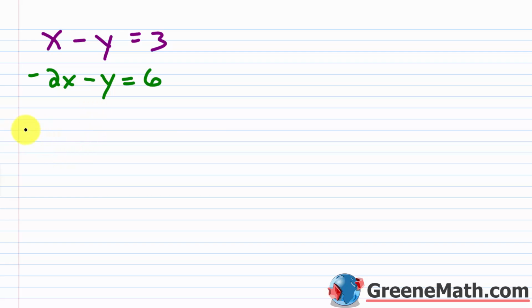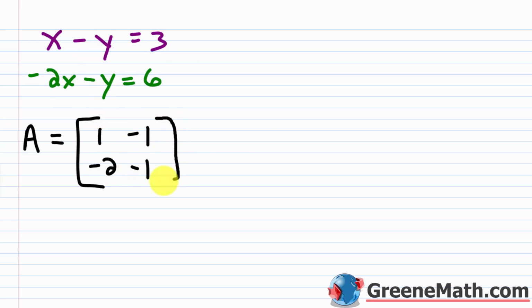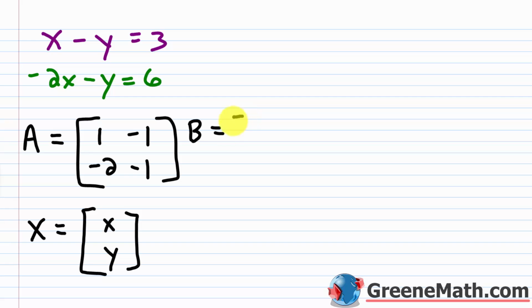So the first thing I want is matrix A, which is going to be the coefficients. So you have a 1 and a negative 1. You have a negative 2, and you have a negative 1, okay? Then I want my matrix X, which is going to be, again, a column vector with X and Y. Then I want my matrix B, okay? Let me write that here. B is going to contain a 3 and a 6, okay?